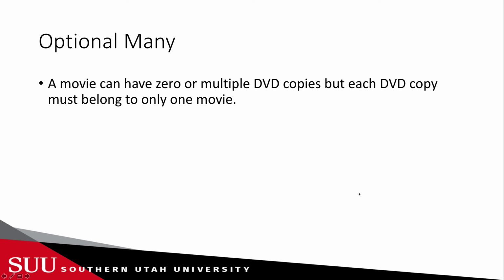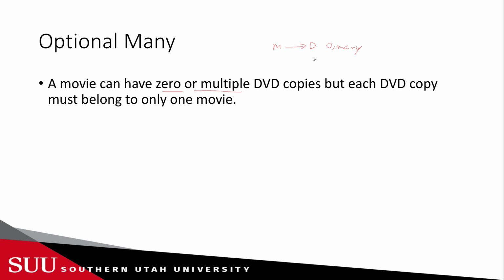Let's look at another case, optional many. When I say a movie can have 0 or multiple DVD copies, but each DVD copy must belong to only one movie, let's analyze it and see what we have. So from movie to DVD, what is my minimum? It says 0 or multiple, so my minimum is 0 and my maximum is going to be many.